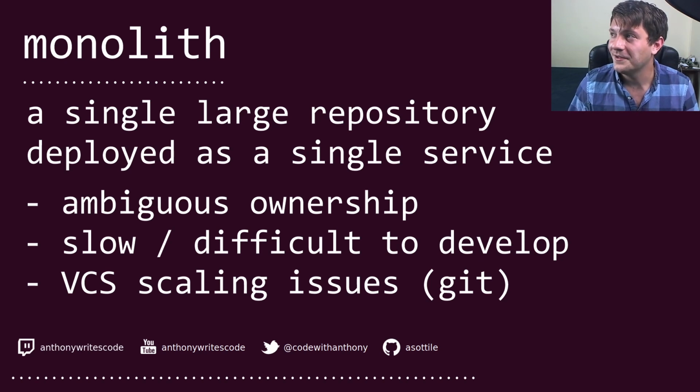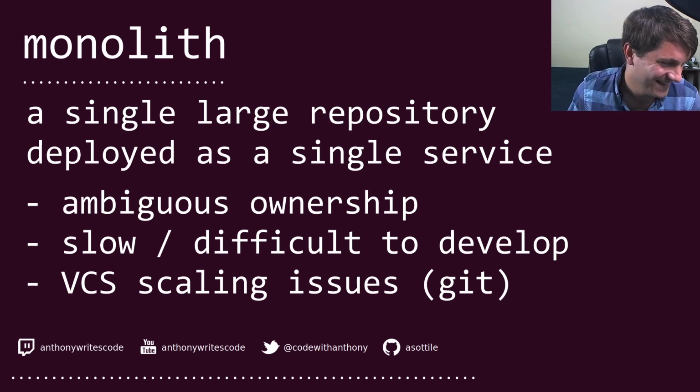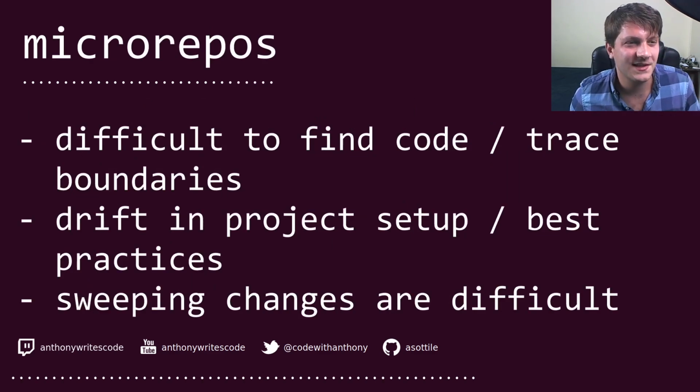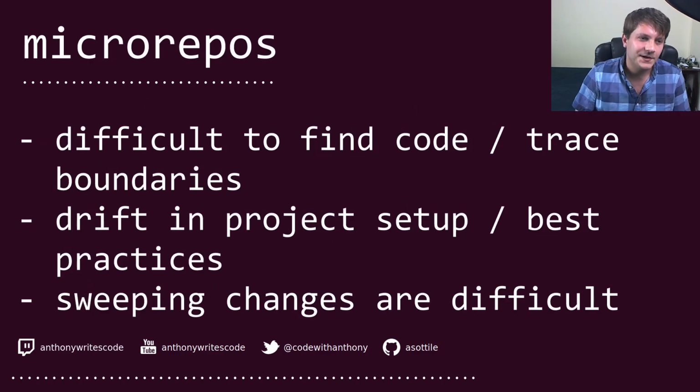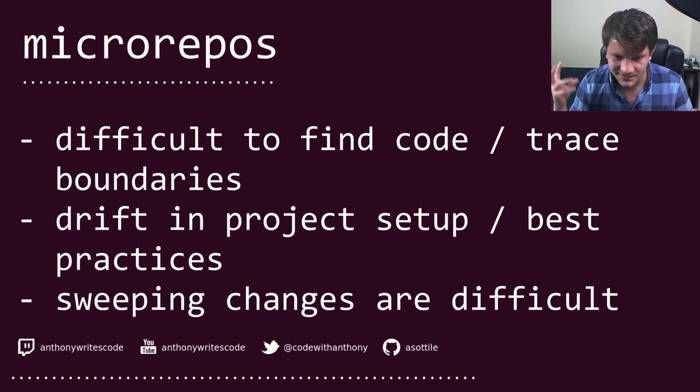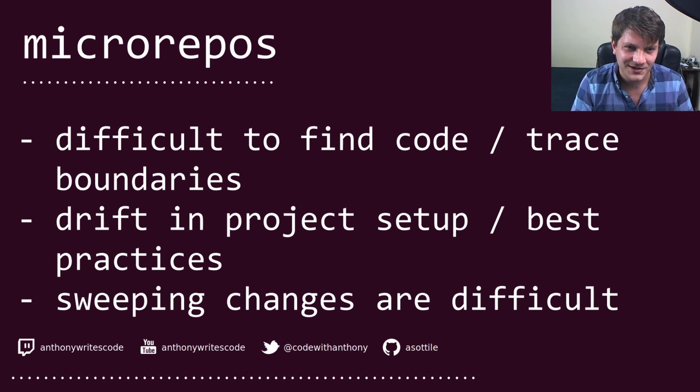However, they're not without their downfalls. Here are some of the problems that microrepos have, in that it can often be difficult to find code. Say you're one service that calls another service. You want to know, oh, where is this endpoint defined? First, you have to figure out what repository it's in, which can be difficult to find sometimes. And then you have to find what file it's in, and traversing code boundaries can be quite difficult.